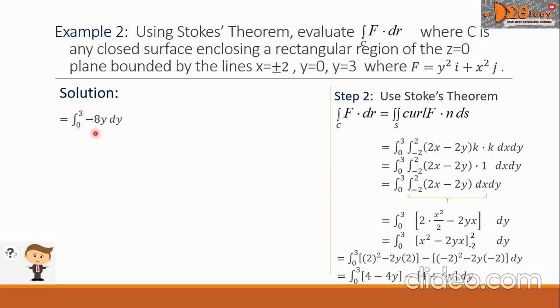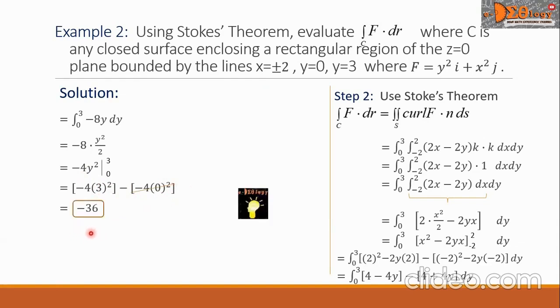The integral of this negative 8y will be negative 8 times y squared over 2. And we simplify this into negative 4y squared. Let us evaluate this further with respect to the limits from 0 to 3. The first group is to evaluate this function with respect to 3 minus the second group. That is, we evaluate this function with respect to 0. For the second group, because of the 0, we can cancel the whole second group. Now we simplify the first group into negative 36. This is the final answer.